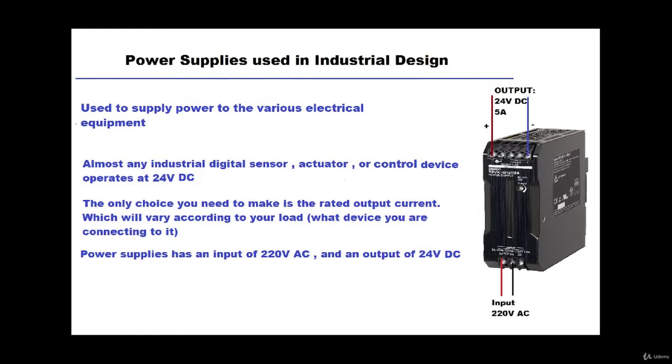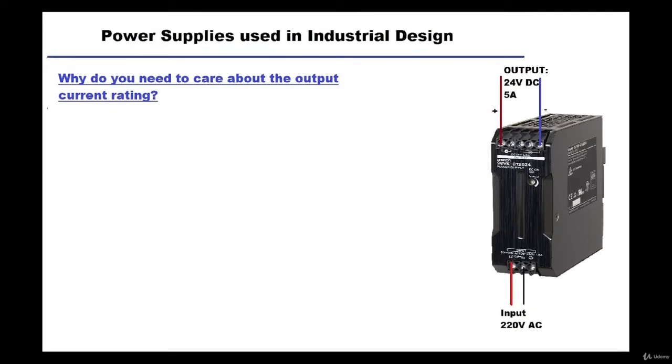So to know the exact current rating, we add up all of our DC devices' current ratings and we multiply that by 1.25, which means we add a margin of 25% to that current rating, and we choose our power supply accordingly. Now, why do we care about the current rating of our devices?